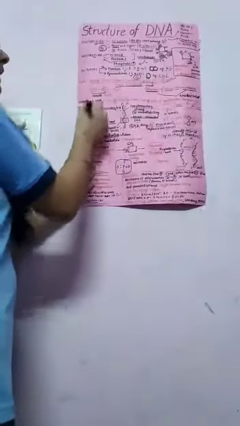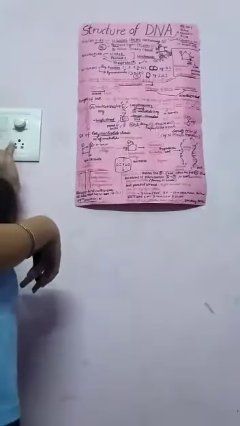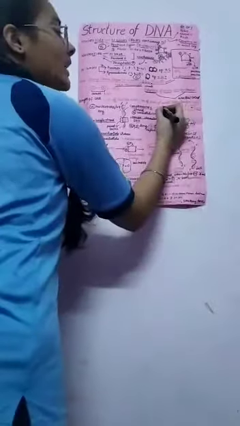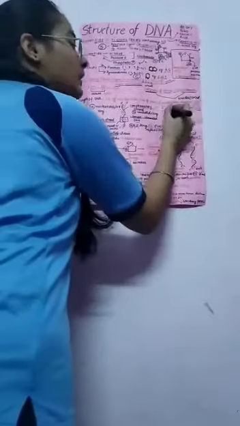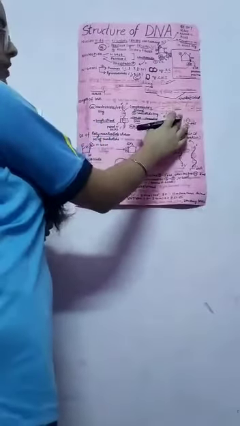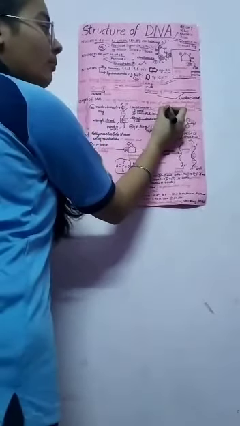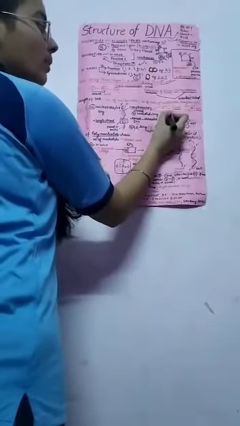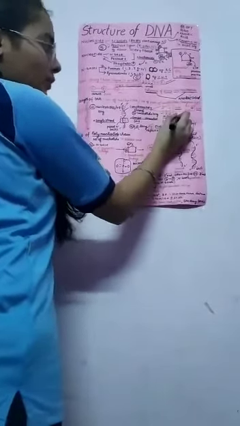Suppose this strand contains some nitrogenous bases and the other strand contains some other nitrogenous bases. The complementary principle tells us that adenine always binds with thymine and cytosine always binds with guanine in a DNA structure. Adenine binds with thymine with double bonds and cytosine binds with guanine with triple bonds, and these bonds are hydrogen bonds.